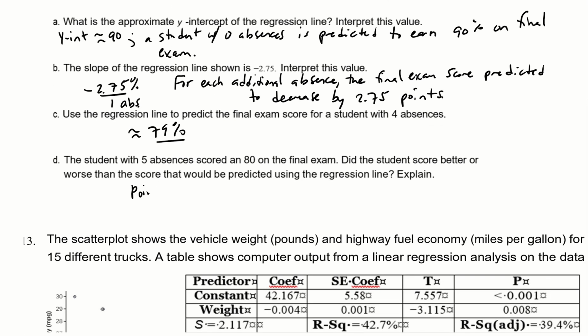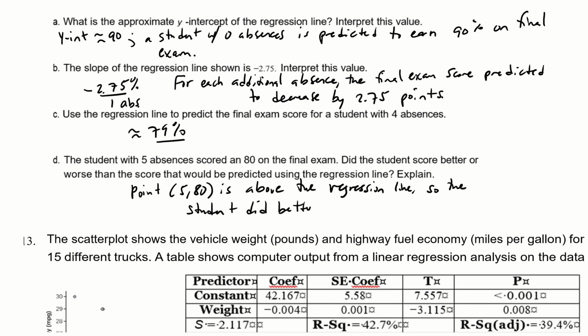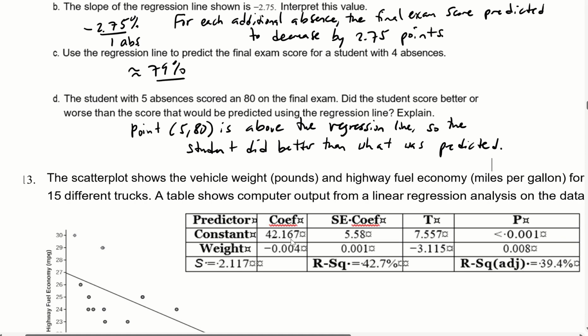The point 5, 80 is above the regression line, so the student did better than what was predicted. All right, so there you go.